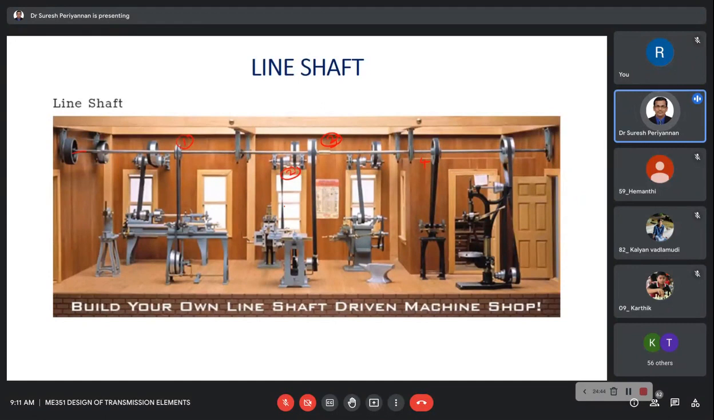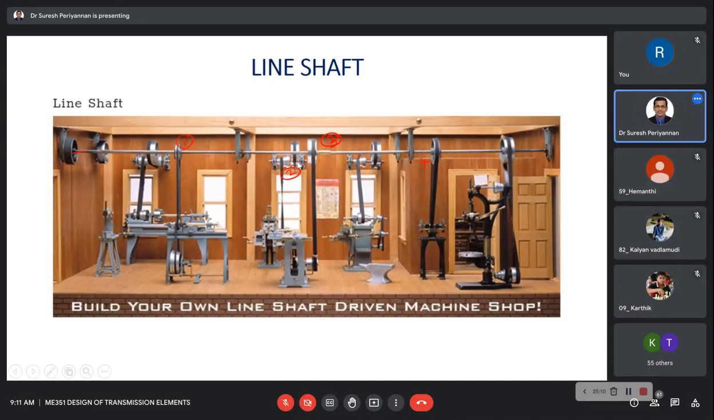You might have seen, if you go to any rice mill, the long shaft connected with the motor or engine, right? That long shaft will be connected to multiple machines for operating the multiple machines at the same time with the help of the line shaft. So this is one of the good examples for the line shaft.